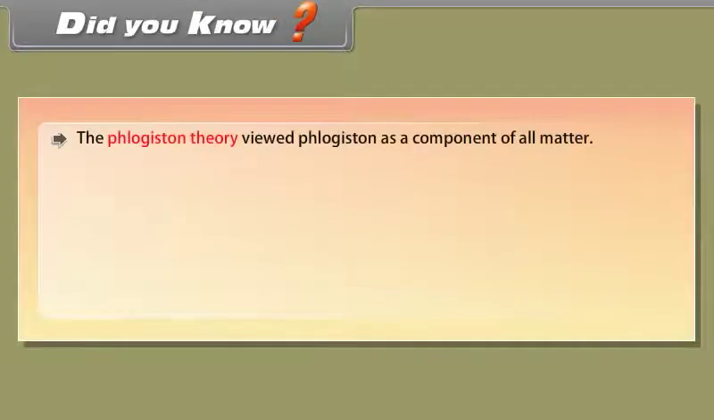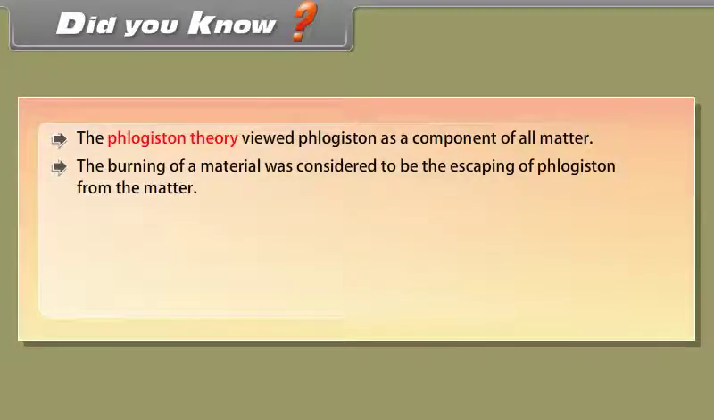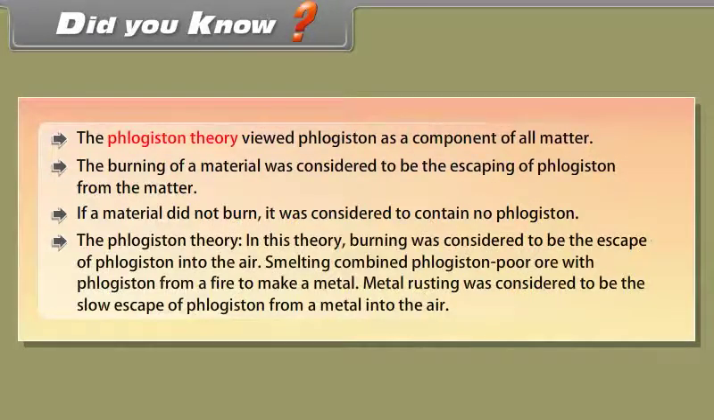Did you know the phlogiston theory viewed phlogiston as a component of all matter? The burning of a material was considered to be the escaping of phlogiston from the matter. If a material did not burn, it was considered to contain no phlogiston. The phlogiston theory: burning was considered to be the escape of phlogiston into the air. Smelting combined phlogiston-poor ore with phlogiston from a fire to make a metal. Metal rusting was considered to be the slow escape of phlogiston from a metal into the air.